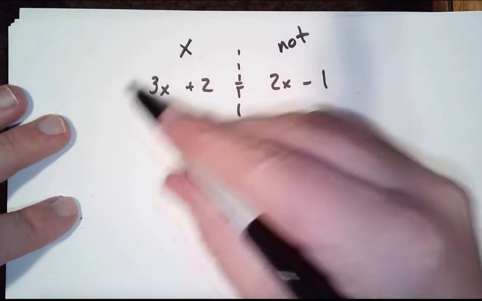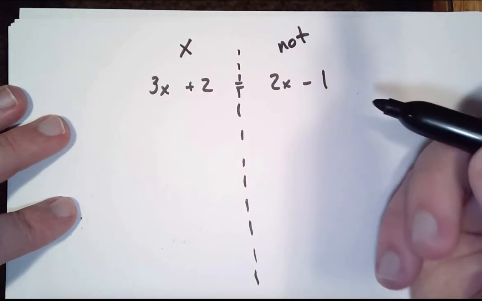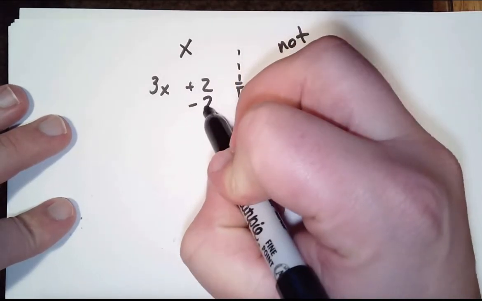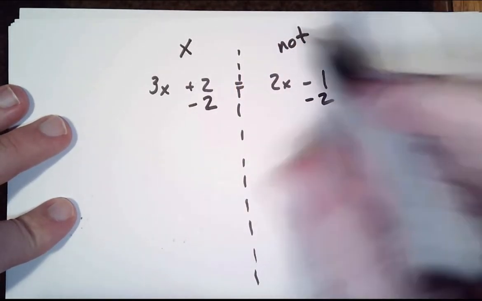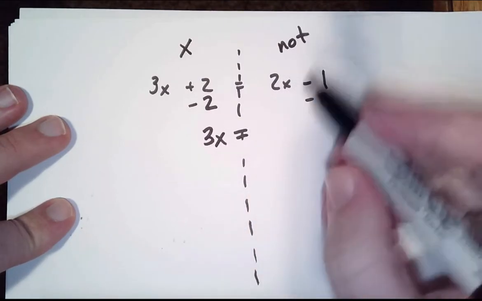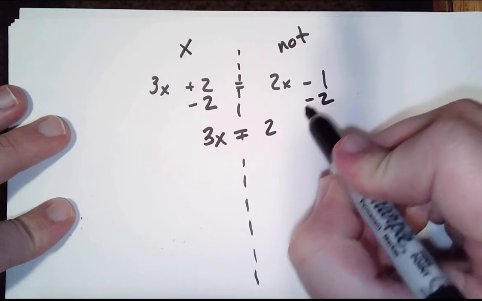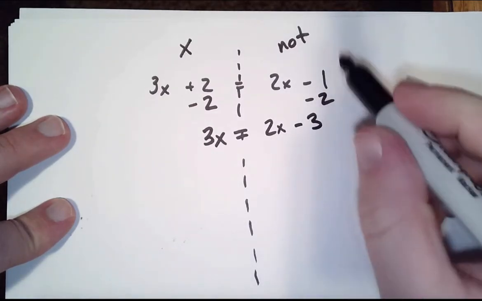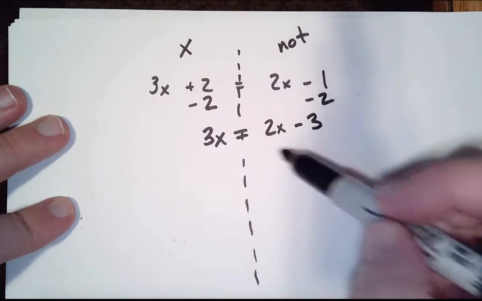So that means over here I have to get rid of anything that doesn't have an x, since this side can only be x's. So I'm going to do minus 2. So I'm left with 3x equals 2x. Negative 1 minus 2 is negative 3. Okay, this side's good now, so now I have to go to this side.